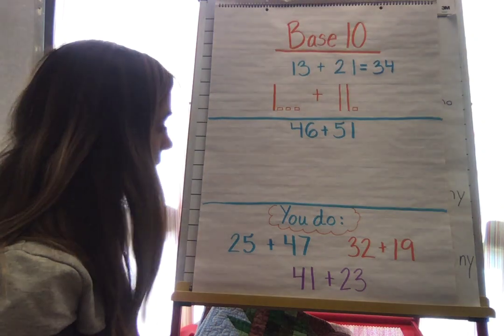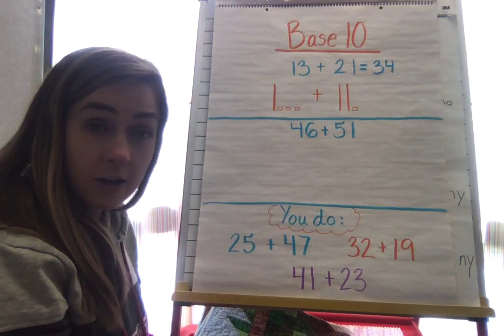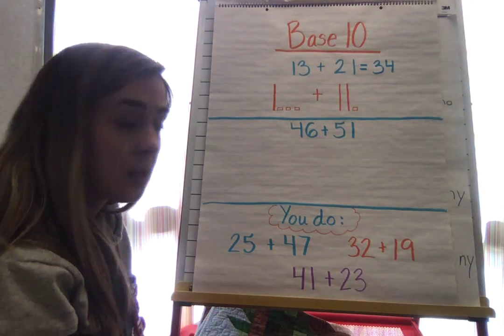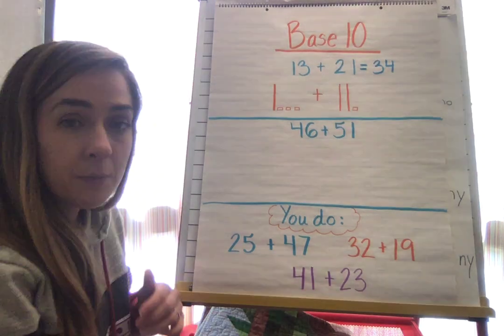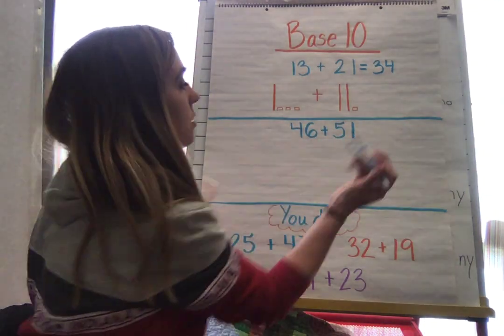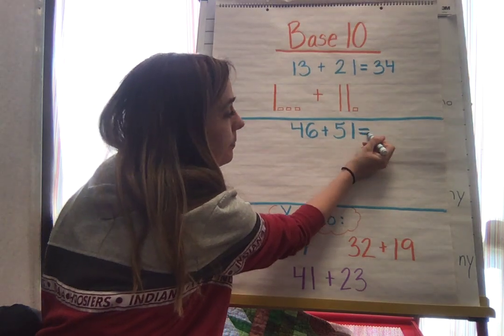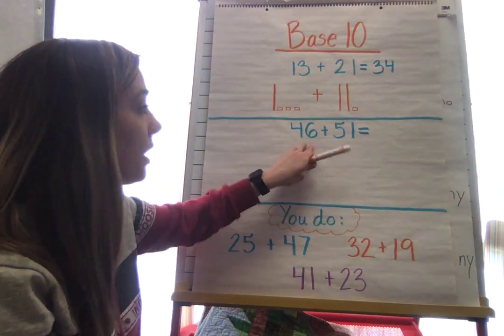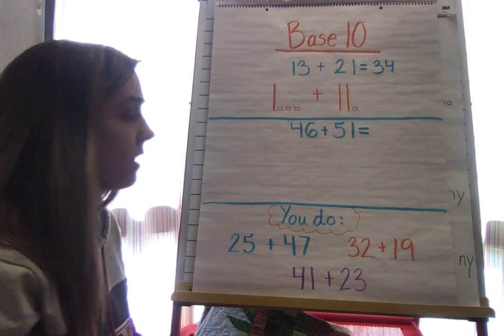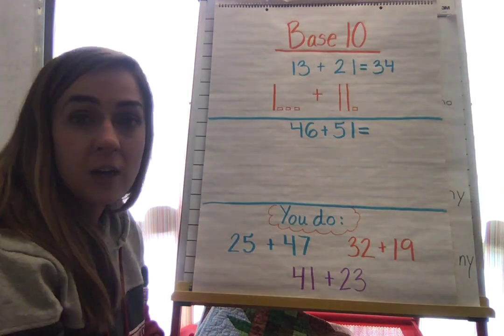All right. We've got one more to do together, and then you're going to do these three by yourself and send me a picture. All right, so this number sentence says 46 plus 51, I'll add my equals, and now we need to build this using base 10 blocks because that's the strategy that we're talking about today. So first I want to build 46.